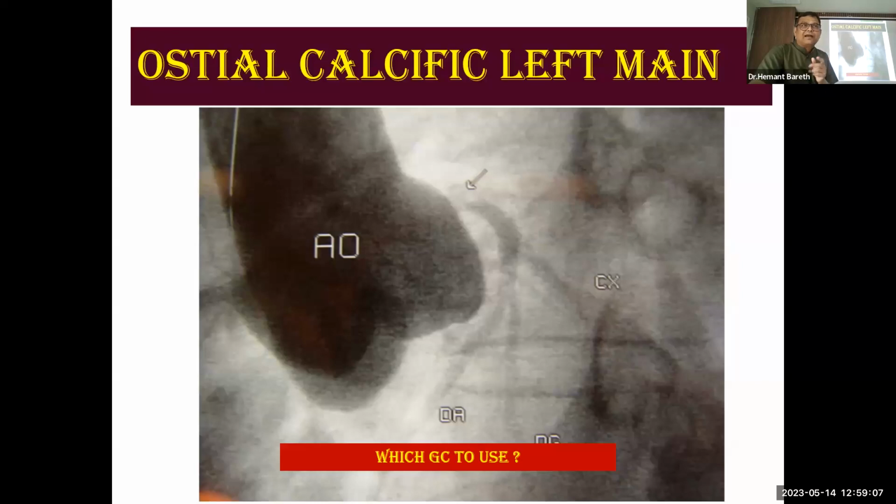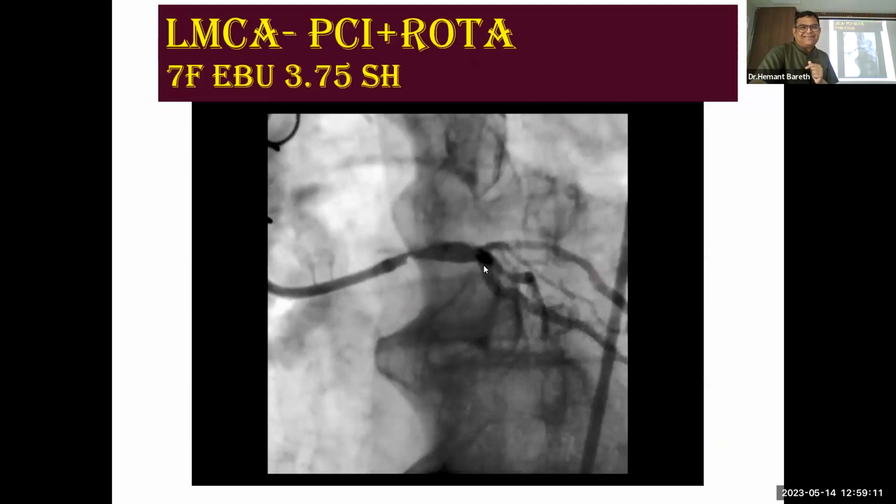So side hole. EBU with side hole. EBU will give you more support, and the side hole will allow flow. So you will have more support and a bit of safety by having the side hole. So here PTCA with rota was done on this calcific left main.